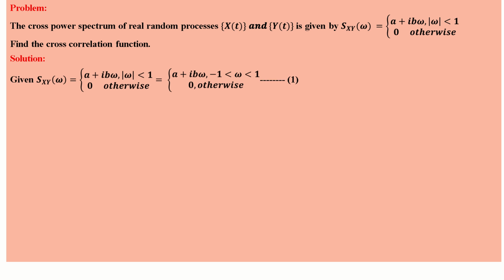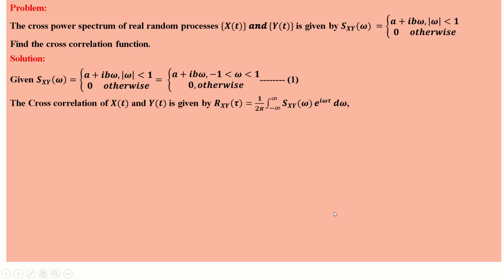Given S_xy(ω) = a + ibω for |ω| < 1, that means −1 < ω < 1, and 0 otherwise. That is equation number 1. The cross correlation of x(t) and y(t) is given by R_xy(τ) = 1/2π ∫ from −∞ to +∞ of S_xy(ω) e^(iωτ) dω. So 1/2π, we are applying 1 here.